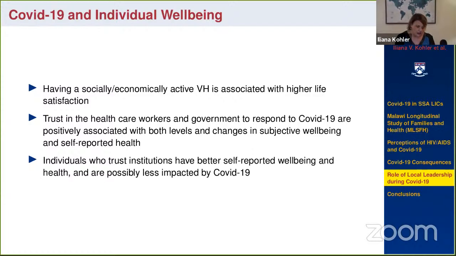We also look at the role of institutions such as healthcare workers, and specifically the role of the government and trust in these institutions, and how this relates to outcomes among our respondents. Our results suggest that trust in healthcare workers and government to respond to COVID-19 is in fact positively associated with both the levels and changes in subjective well-being and self-reported health among these respondents. Individuals who trust these institutions, the healthcare workers and the government, to deal with COVID-19 and its implications have better self-reported well-being and self-reported health, which also indicates that they're possibly less impacted by the COVID-19 pandemic.